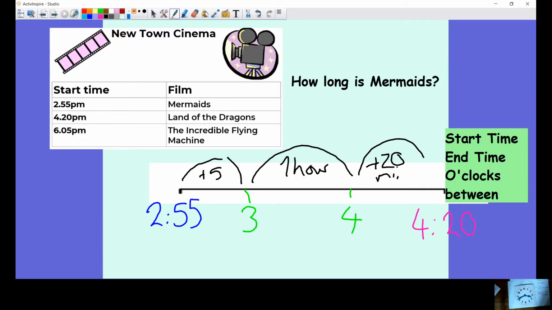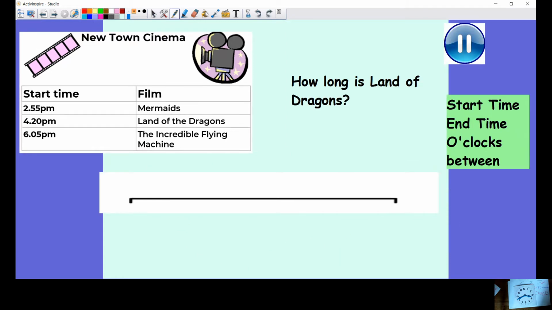Right. And then we need to add all that together. So our answer is 1 hour, 20 add 5, 25 minutes. So you can see breaking it down into these steps is really helpful. Now here's your turn. Remember, start time, end time, and your o'clocks between. That is going to make you able to break this answer down. Press pause to complete the task, and when you're ready, press play.